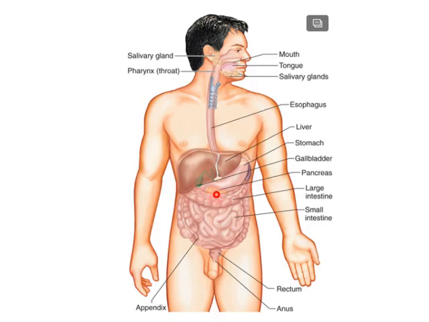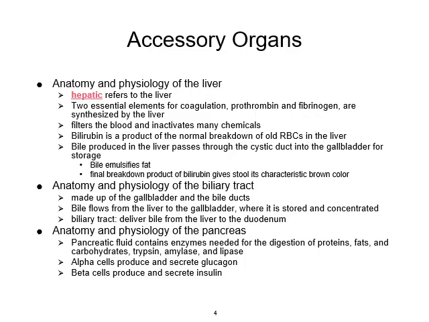In addition to that, the pancreas has alpha cells, and these alpha cells are the ones that produce and secrete glucagon, and then the beta cells produce and secrete insulin. And glucagon and insulin help with the regulation of glucose in the body.